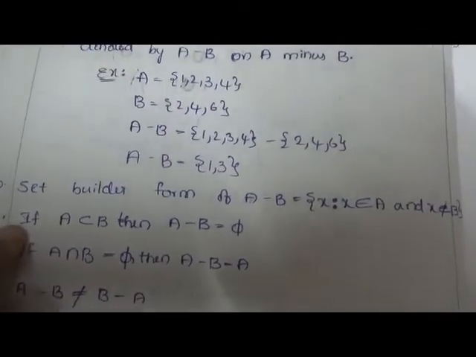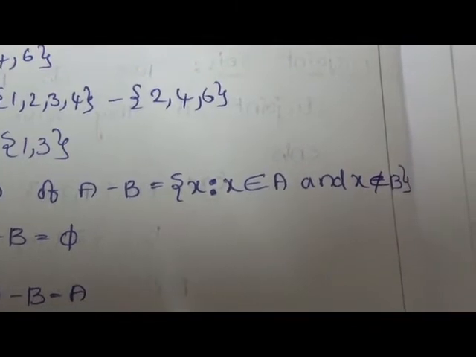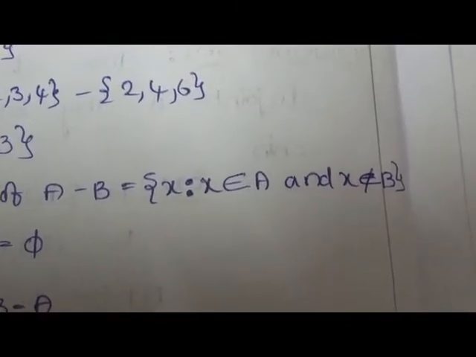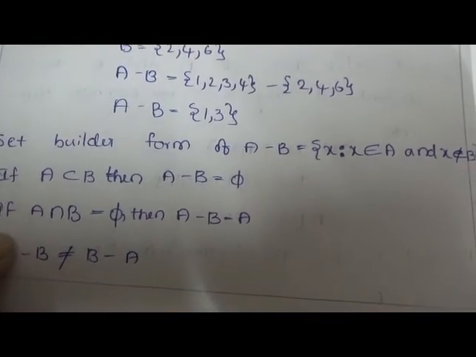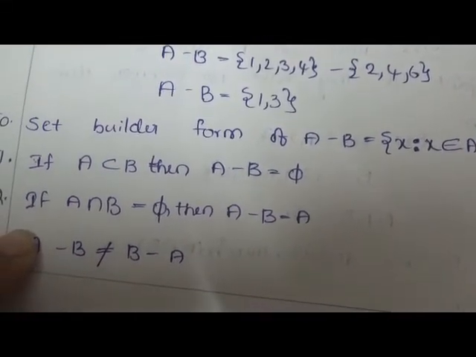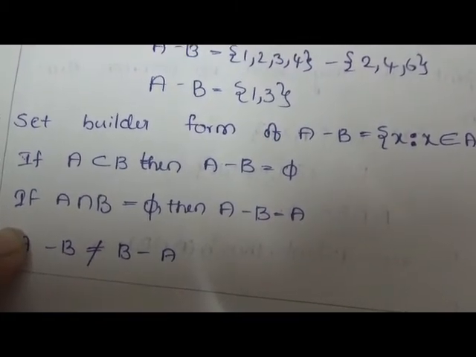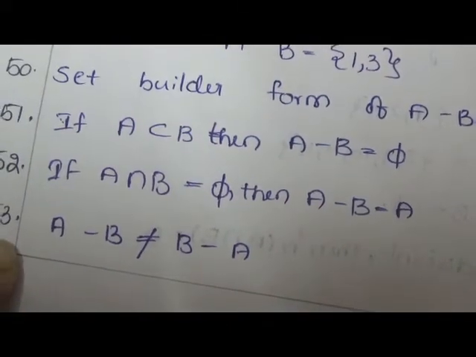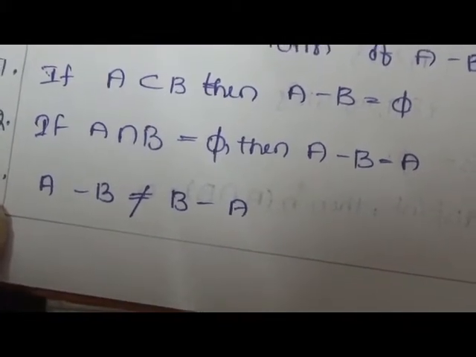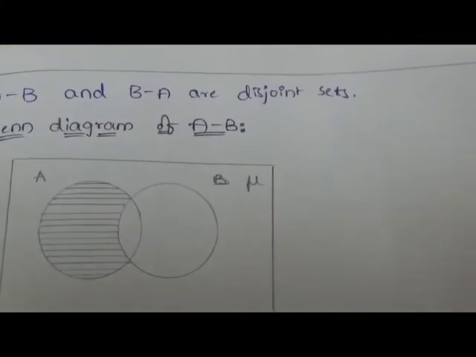The set builder form for A minus B is x such that x belongs to A and x does not belong to B. If A is a subset of B, then A minus B is equal to phi. If A intersection B is equal to phi, then A minus B is equal to A. A minus B is never equal to B minus A. If they are equal sets, A minus B and B minus A are disjoint sets.